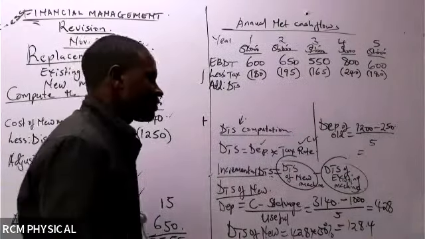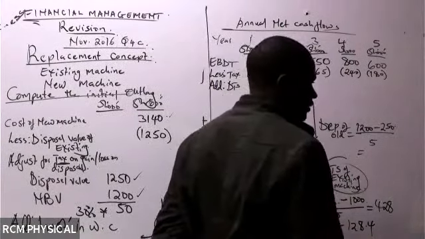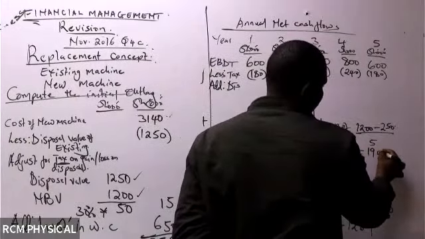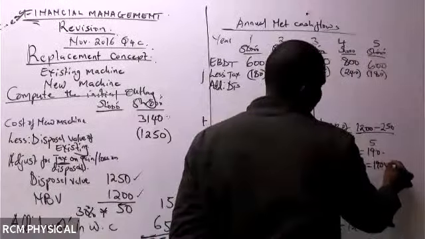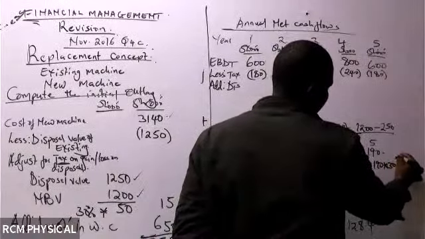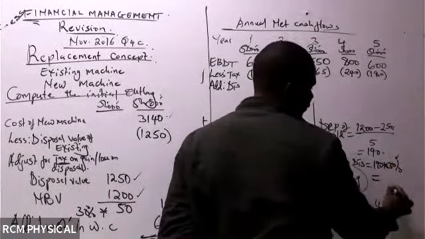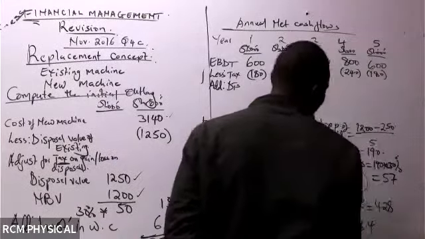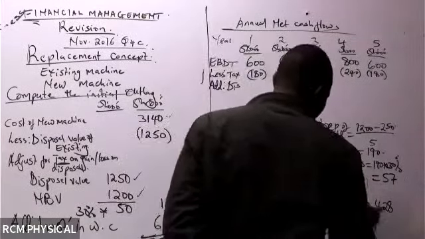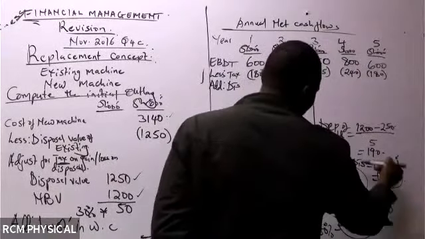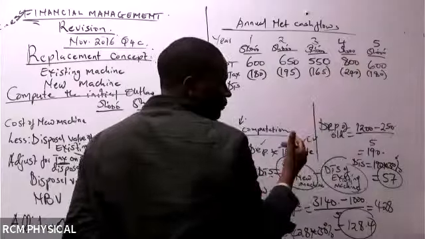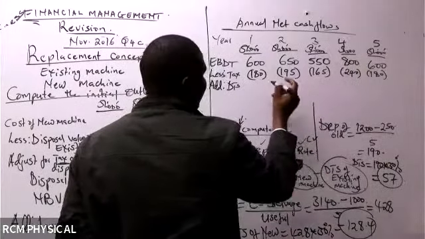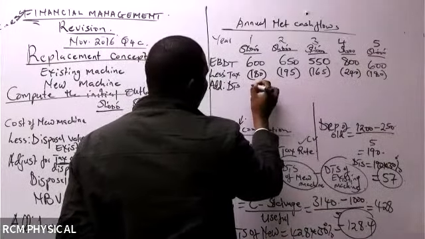This is very interesting. The depreciation is 190. So can you get the DTS? It is 190 times 30%. So what is the DTS here? It is 57. So incremental DTS will take that of the new minus that of the old. So what is our incremental DTS? Then you subtract 128.4 minus 57, which is 71.4.